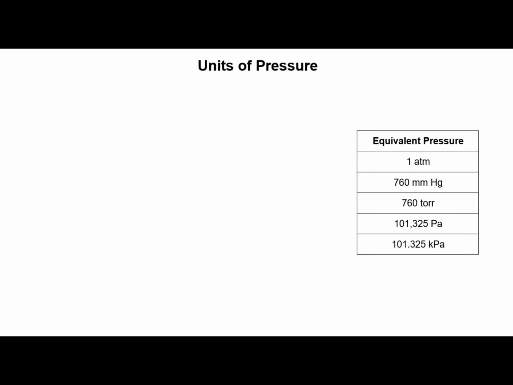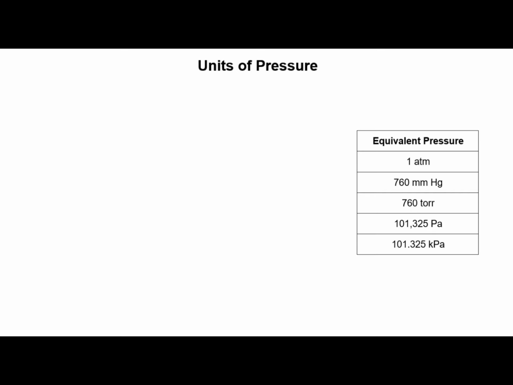Let's talk about the units for measuring pressure. So my table over here to the right gives 5 units for pressure. There are more, but these are the 5 that you're most likely to see. All of these pressures are equivalent. So 1 atmosphere is the same as 760 millimeters of mercury. This ties in with the 76 centimeters of mercury that Torricelli measured. This 760 torr is actually named after Torricelli. Now the SI unit for pressure is Pascal, which we often convert to kilopascal.